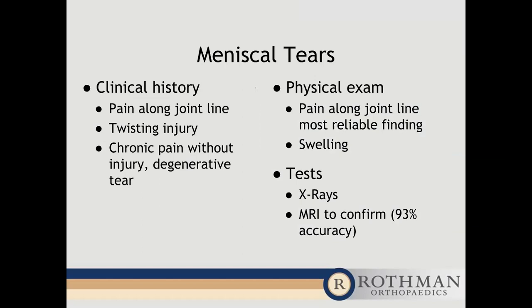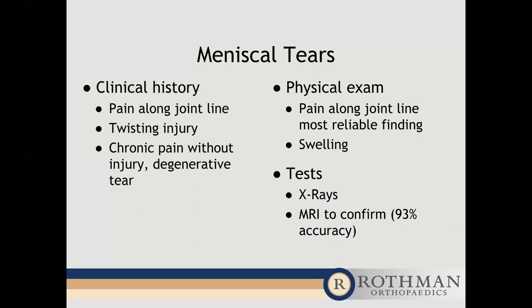There's also a procedure called the McMurray's test, where we flex and rotate the knee and kind of catch that meniscus between the two bones. And that's a very sensitive test for meniscus tears. We want to get x-rays to make sure there's not a lot of arthritis. And then MRI is about 93% accurate. So we do get people who have meniscus tears that we don't pick up about 7% of the time.